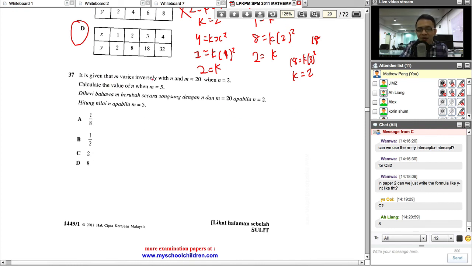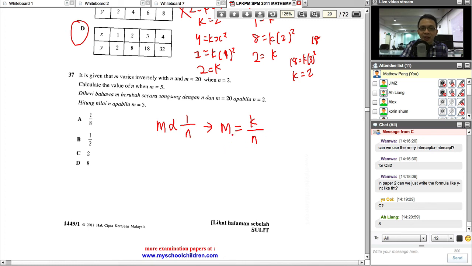It's given m varies inversely with n. So inversely means it equals to 1 over n. So you must always write it with the equal sign. So you must add a constant k on the top. This is what happens for inversely. Just remember k is always on the top.